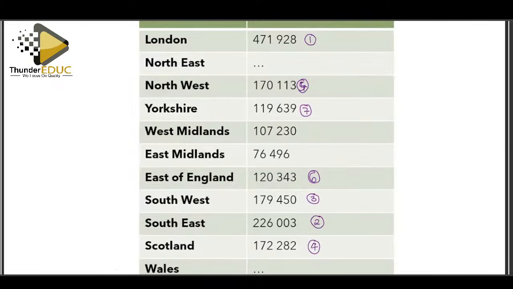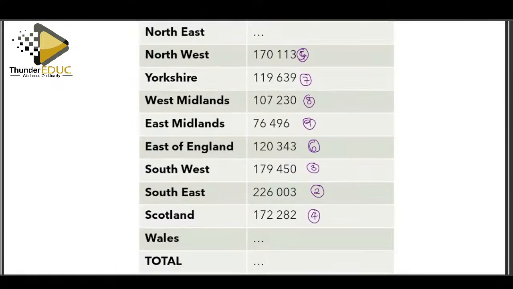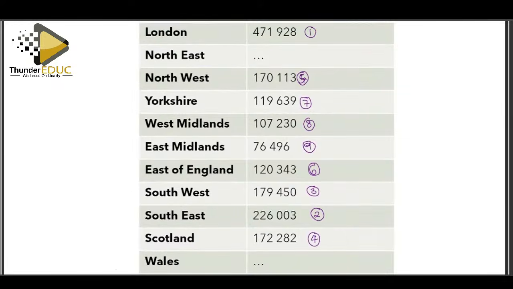Position number 8 is taken by 107. Position number 9 is taken by 76,496. So the reason why I do it like this is because when I'm arranging them, I don't want to erase and make my paper dirty. So I know now, number 1, I will write that.